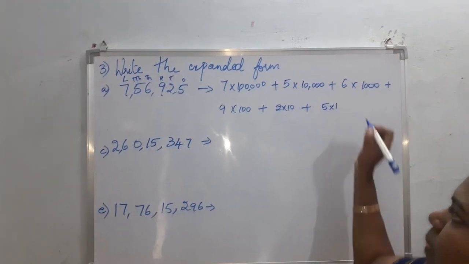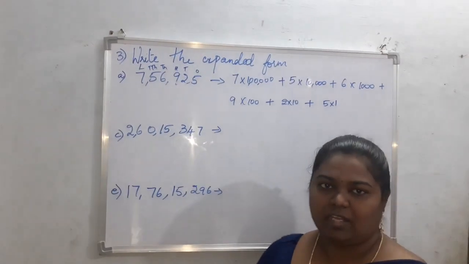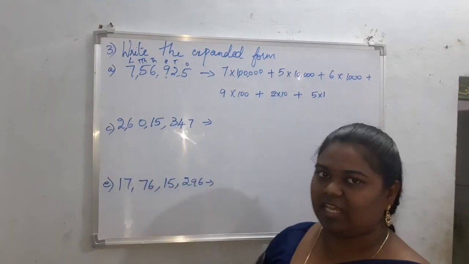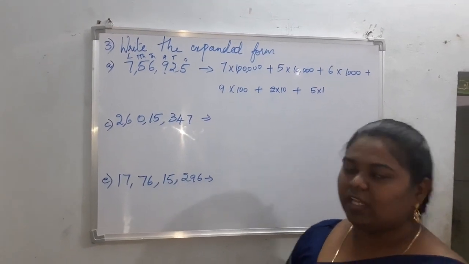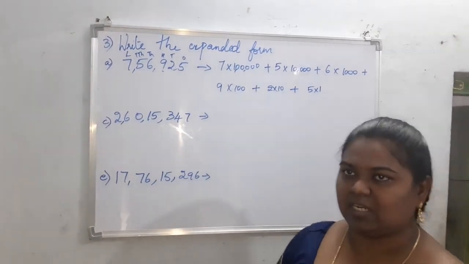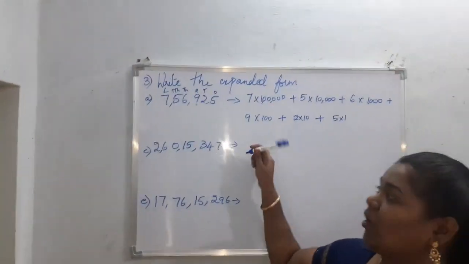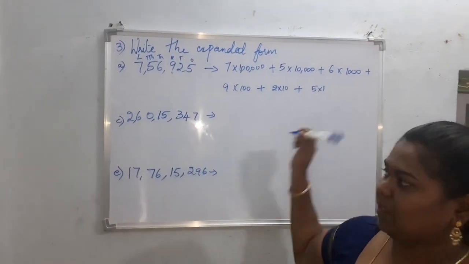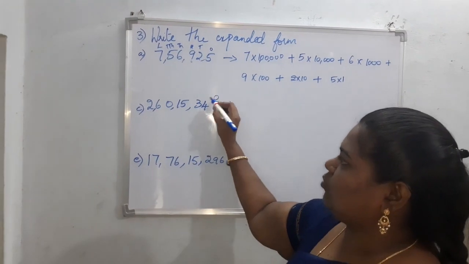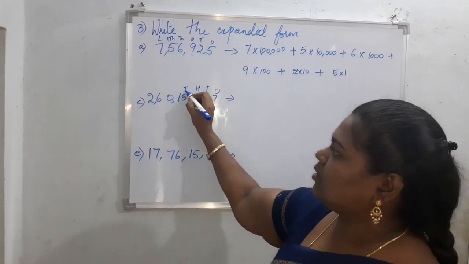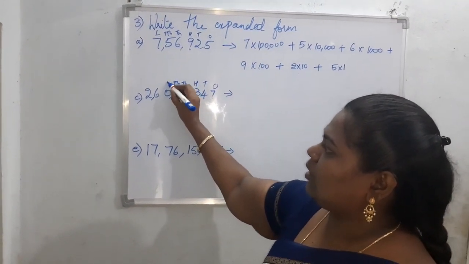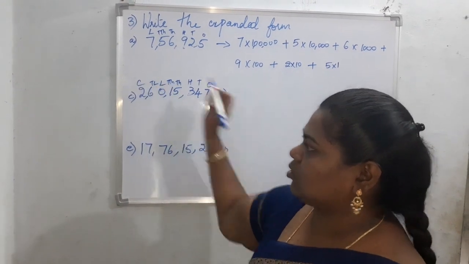You all had a habit of writing just 5 lakh, 50,000, 6,000, all this in your previous, that is your primary classes. But now from 6th standard, you have to write it in this form only. Next, same procedure here also. Ones, tens, hundreds, 1,000, 10,000, lakhs, 10 lakhs, crores.